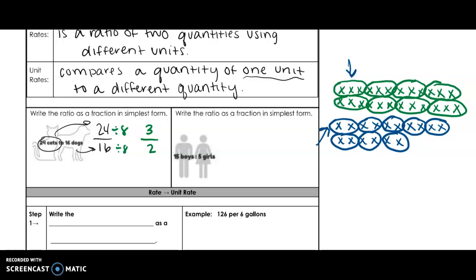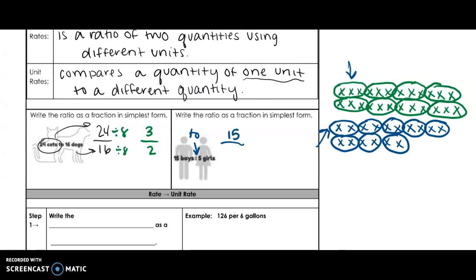So now it says write a ratio as a fraction in simplest form, and we're looking at boys compared to girls. Whenever we have this colon here, that's just another way of saying "to." So we're looking at boys to girls. Boys came first, so boys go on top. And on bottom, we're going to put girls.